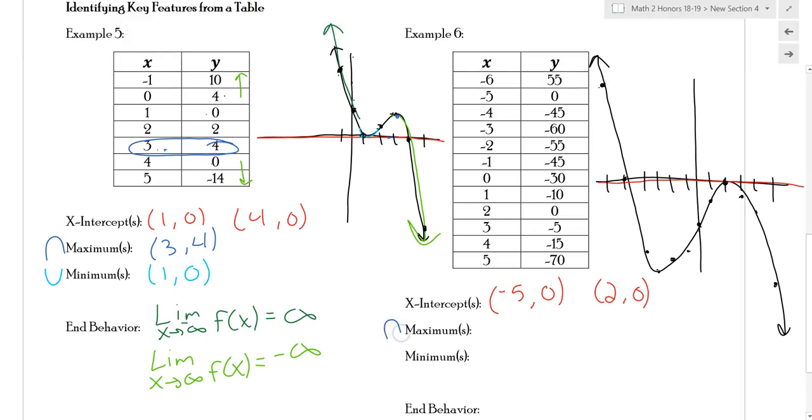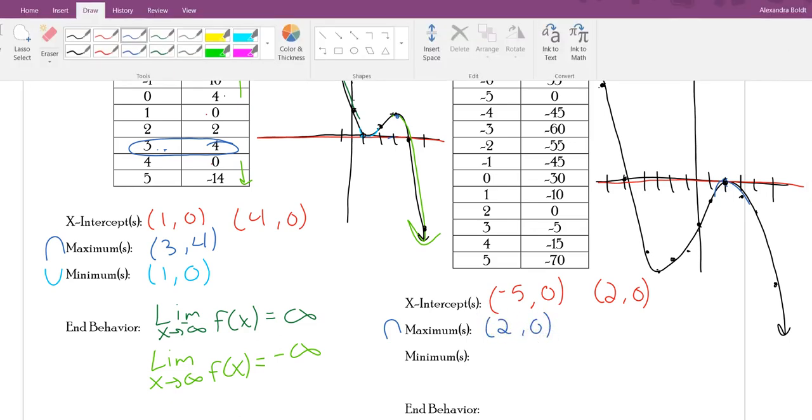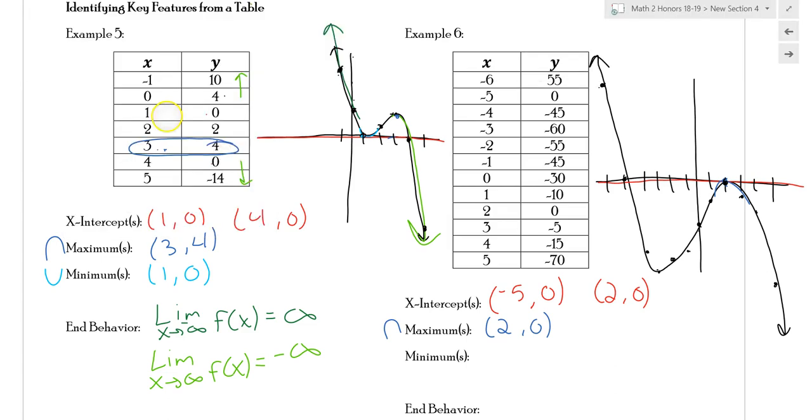Maximums, again, they look like this. There's one right here. Minimums look like this. There's one right here. That is negative 6, negative 5, negative 4, negative 3. So it's negative 3, negative 60.